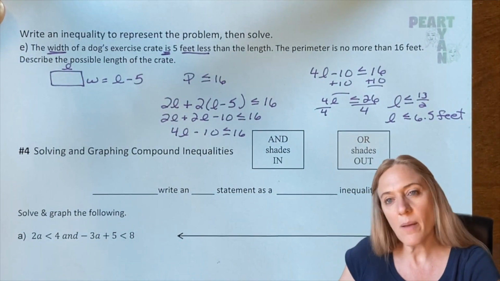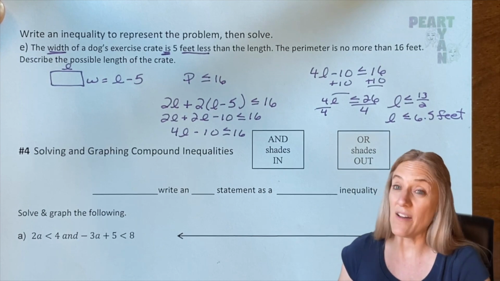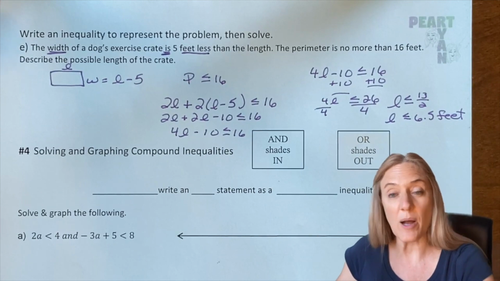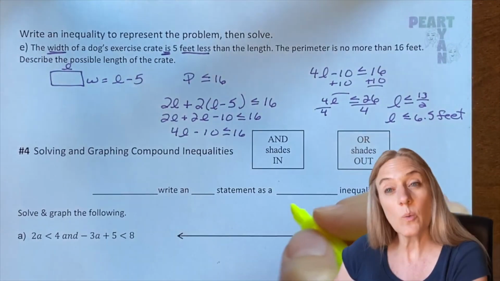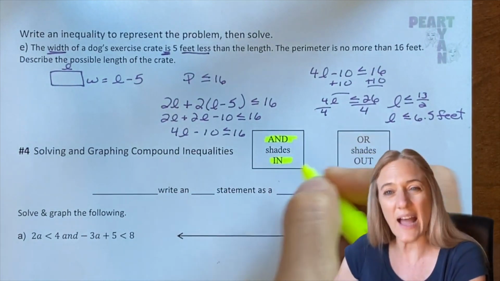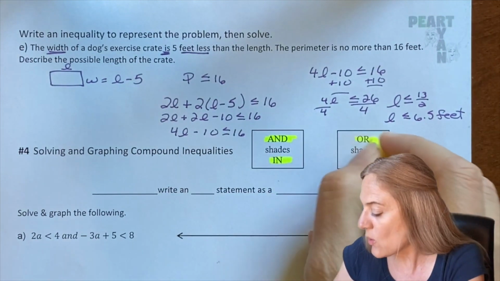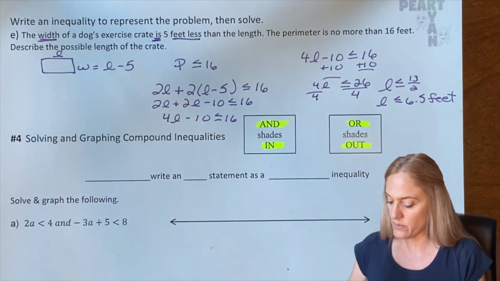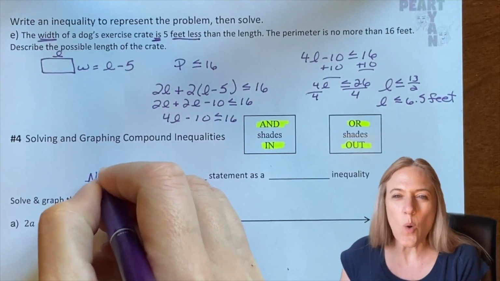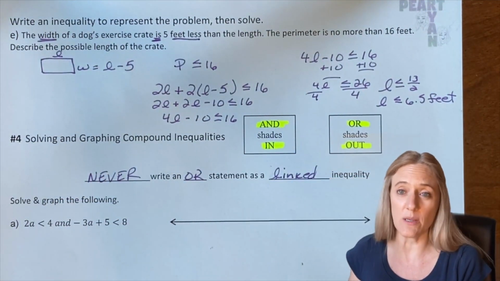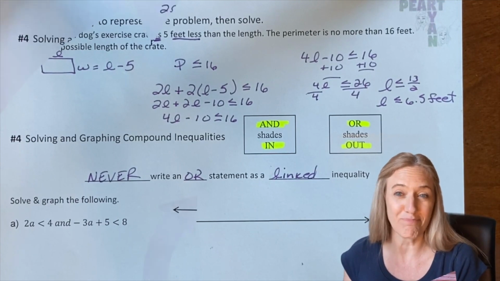Next, let's talk about compound inequalities. So this is when we have more than one thing going on in the same problem. So a few things for you to think about before we even tackle some of these. We need to remember 'and' shades in, so go ahead and highlight or circle that, and 'or' shades out. You'll know what I mean in a moment. And the other thing we want to remember is that we never write an 'or' statement as a linked inequality. That's one thing that you'll also see below when we start solving these.